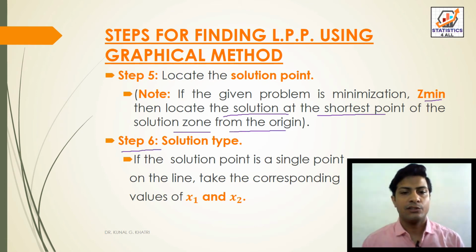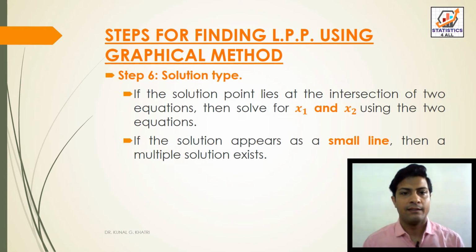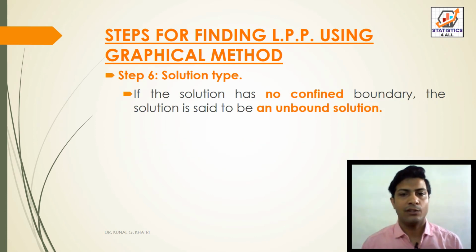Step 6. Solution type. If the solution point is a single point on the line, take the corresponding values of x1 and x2. And if the solution point lies at the intersection of two equations, then solve for x1 and x2 using the two equations. And if the solution appears as a small line, then a multiple solution exists. And if the solution has no confined boundary, the solution is said to be an unbounded solution.